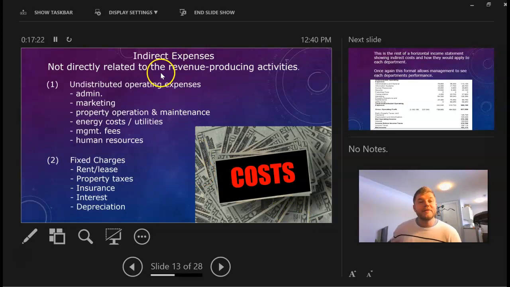So these indirect expenses are not directly related to the revenue. As I said before, undistributed or indirect are admin, marketing, could be utilities, right? Because your energy bill, it's not broken down by how much is feeding the rooms versus how much is feeding the kitchen. We just know it's one bill. So it just kind of goes against all of them. Management fee, human resources, and then the fixed charges could be your rent and your interest and your insurance and things like that.